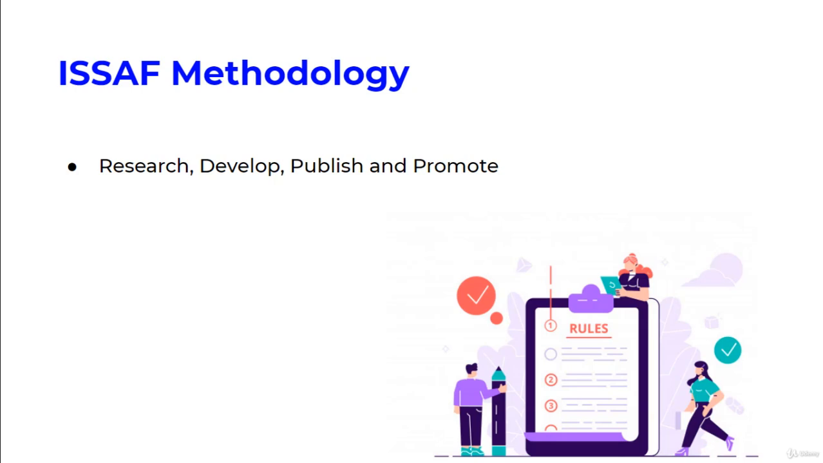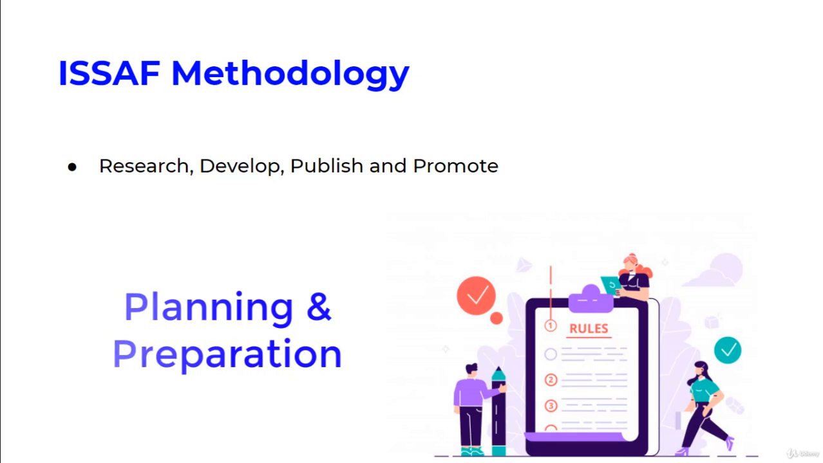ISSAF breaks the pen testing process into three phases: planning and preparation, assessment, and reporting, cleanup, and destroy the artifacts. The first phase is planning and preparation. This phase is brief and only describes the steps to exchange initial information, plan, and prepare the test. It emphasizes the need for a formal assessment agreement to be signed before any testing begins.